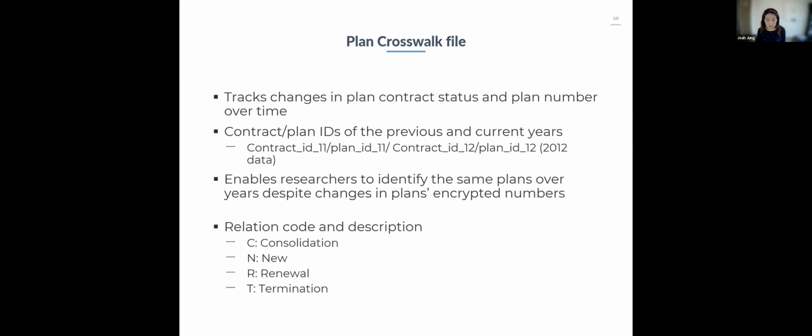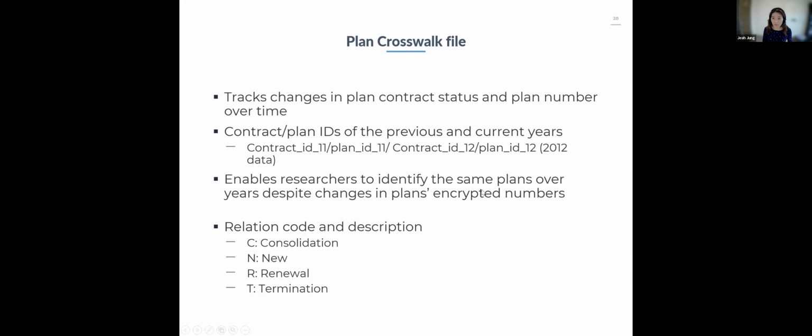This tracks the changes in plan contract status as well as plan number over time. So what does this mean? This means that we want to identify the same contract plan over time, even if they simply change numbers. If you are interested in studying plan switching, you want to know, oh, this beneficiary was in plan A last year, and how many switched. But we don't want to identify plans as different just because they have different numbers.